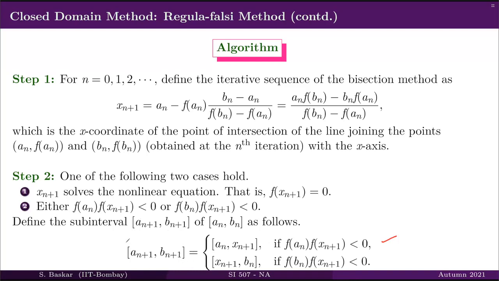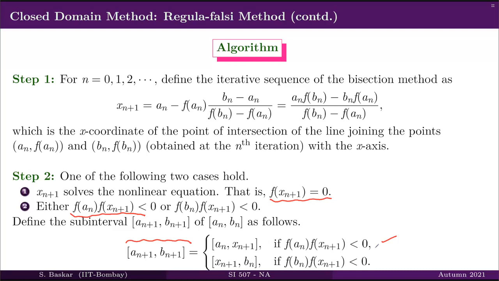Once you have an plus 1 to bn plus 1, with that, you will now go to find xn plus 2, right? Once you have xn plus 2, you will check whether it itself is a root of your equation. If not, again, you will see where the sign change of the function f is happening, whether in the first part of that interval or in the second part of the interval. Depending on the situation, you will define the interval of the next iteration. That is the n plus second iteration interval you will define, and you will keep on going like this.